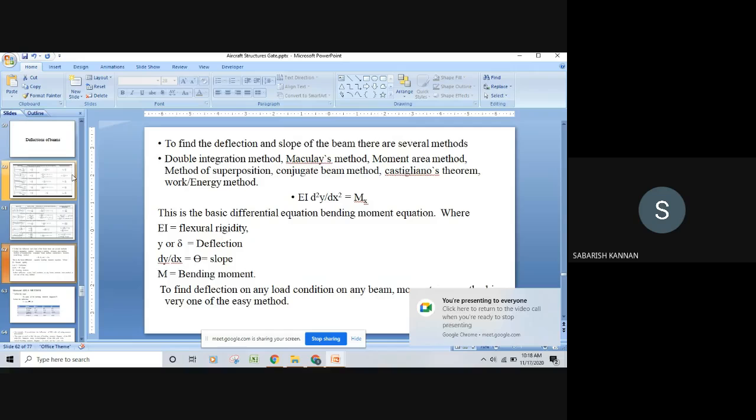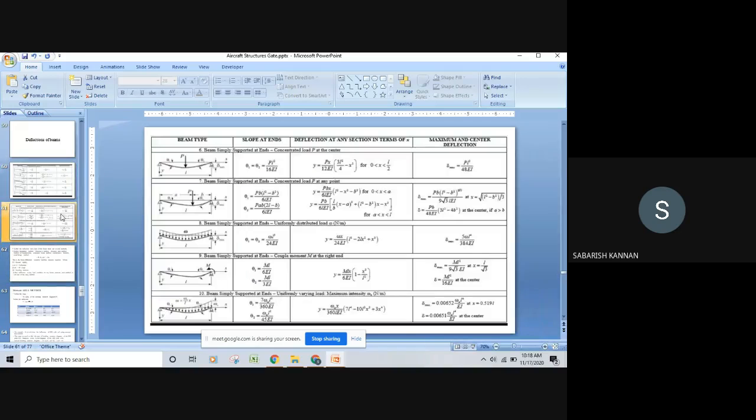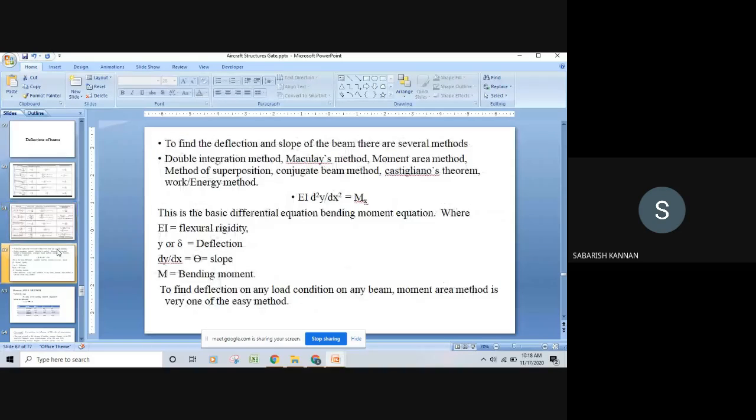Now we are coming to our topic, that is deflection and slope. We find the deflection and slope of beams by several methods. Already I told you: double integration method, Macaulay's method, moment area method, method of superposition, conjugate beam method, Castigliano's theorem, and work energy method. These are the different methods to find the deflection and slope.